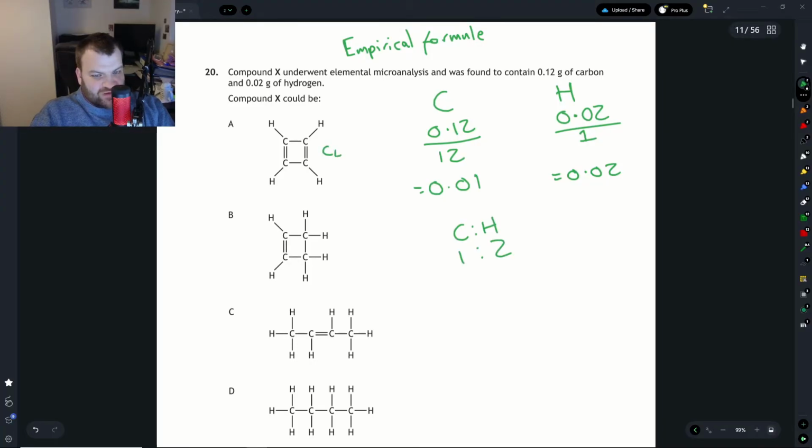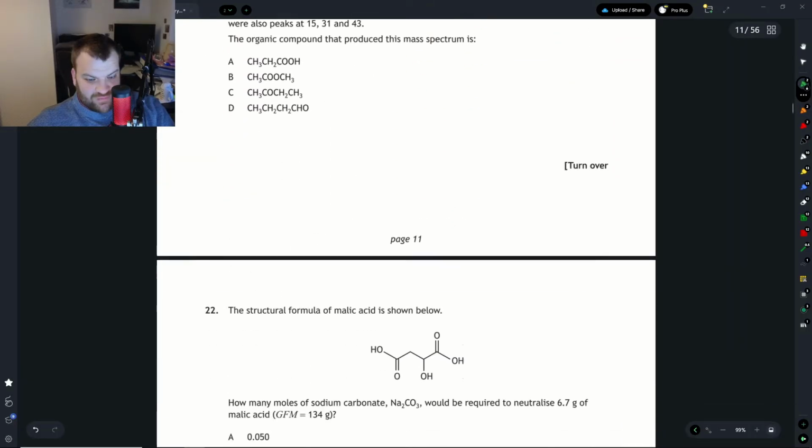Counting these up, we have C4H4. That's not a 1 to 2 ratio. We have C4H6. Again, not a 1 to 2 ratio. We have C4H8. That will be our answer. We have C4H10, which is not a 1 to 2 ratio. So C is our correct answer for that one. Moving on.